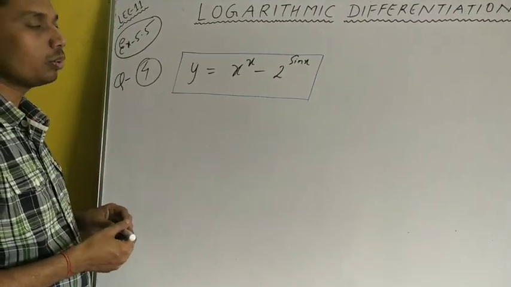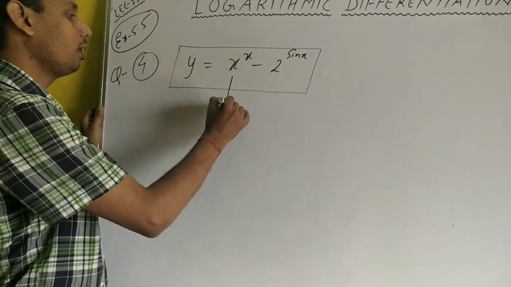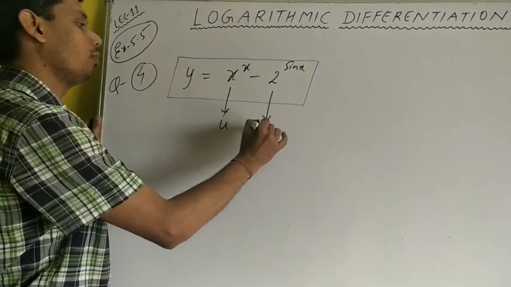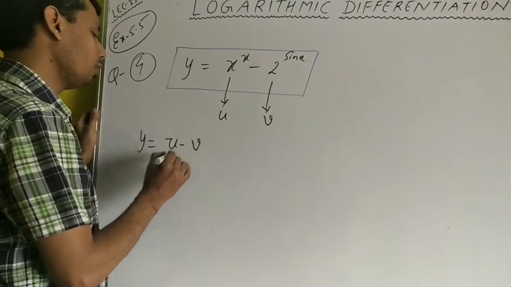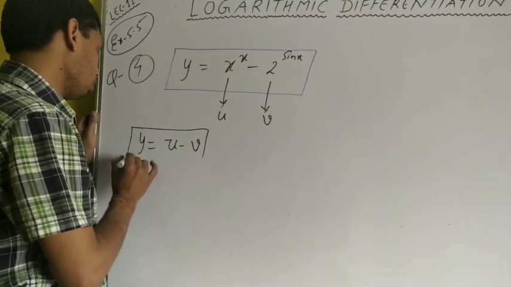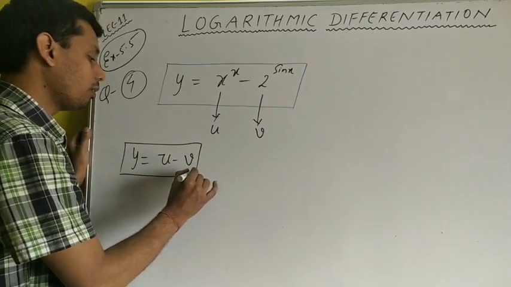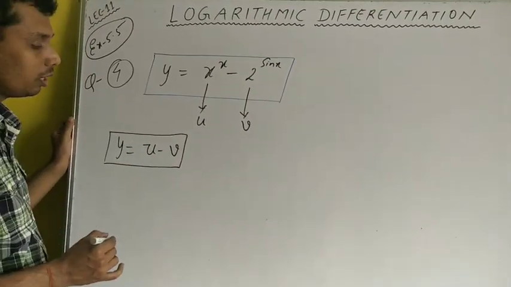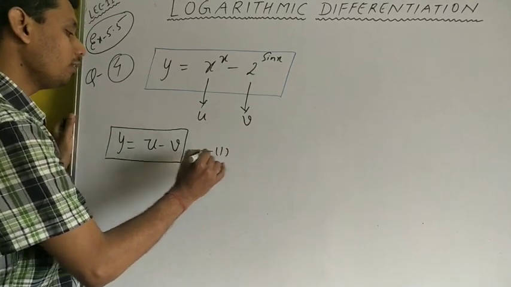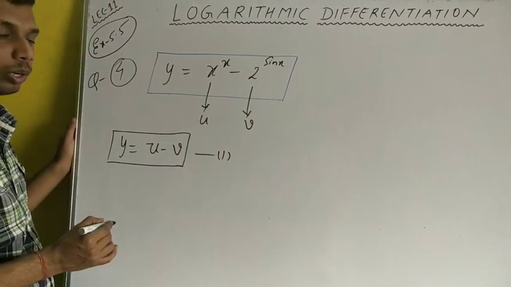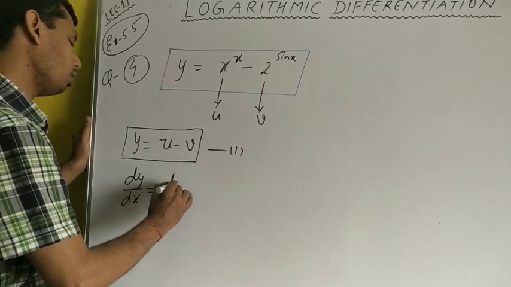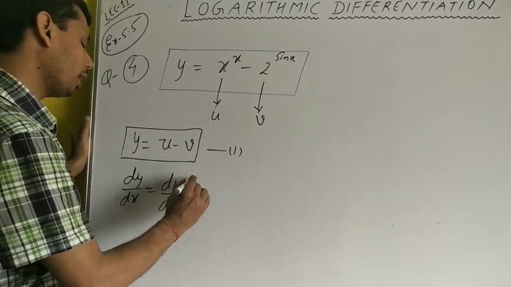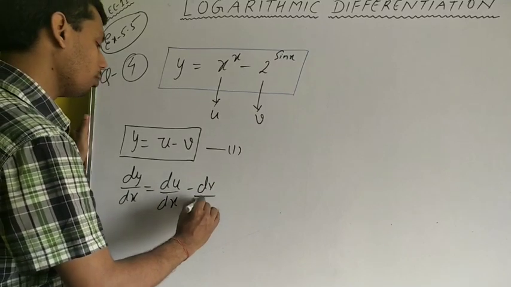Now we have two choices here to solve this numerical. The first one, that we consider this as u and this as v, that is y is equals to u minus v. Now as per the question, we have to determine the value of dy by dx. If we differentiate this with respect to x, the value of dy by dx is equals to du by dx minus dv by dx.